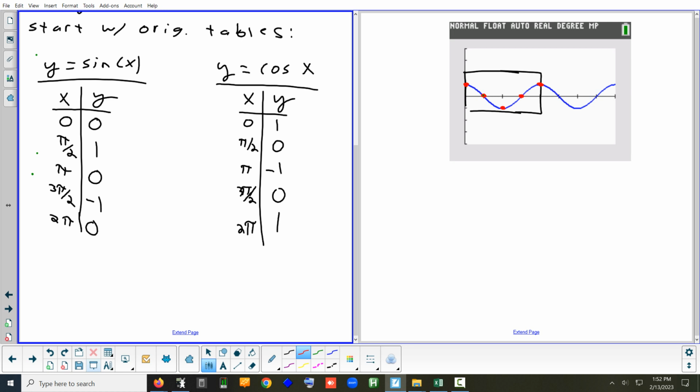Whenever we do a problem about cosine, these are the 5 points we're going to use, because they mark the 5 important spots for cosine. These 5 points mark the 5 important points for sine. So these two tables are everything we need. Any questions on those two tables? As I said earlier, we are not looking at tangent, secant, cosecant, or cotangent. We're not graphing those.